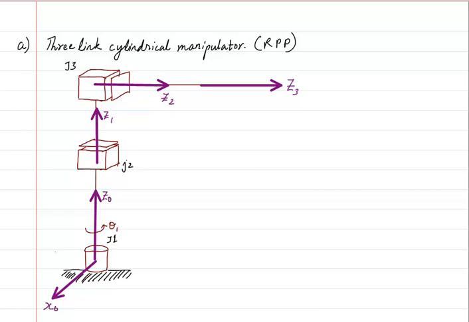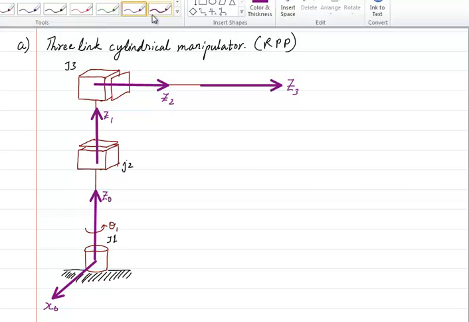I can actually draw y naught here, and I am going to use the right hand rule, but that is going to come in the next step. So let me leave it here, and let me draw the x-axis of the other one.